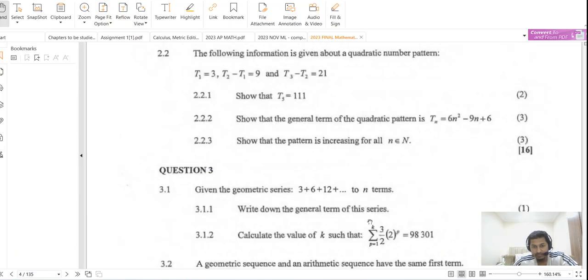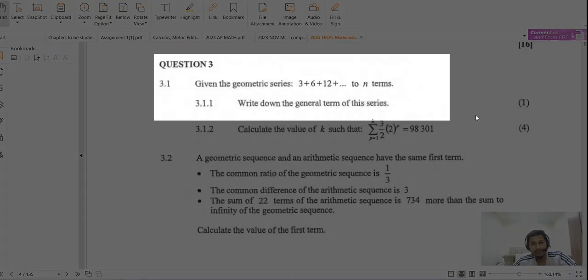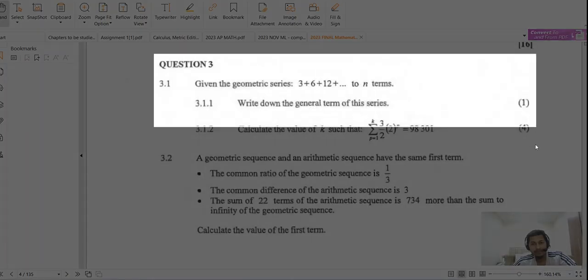Moving on to the next question. Question 3. Write down the general term of this series. Okay, let's take both the questions and then solve them.